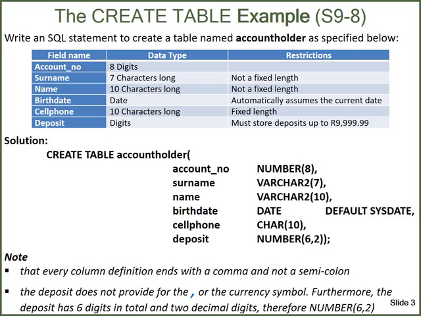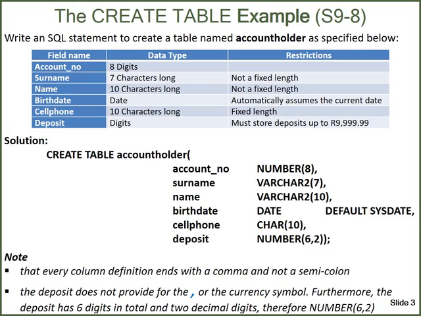Birth date, data type date, default sysdate because we said in the restriction it must automatically assume the current date. Cell phone, fixed length, 10 characters long, so char(10). Deposit must be able to store deposits up to 9,999.99, so it's number, 6 digits in total, 2 decimal digits, so therefore number(6,2), close the bracket and semicolon.